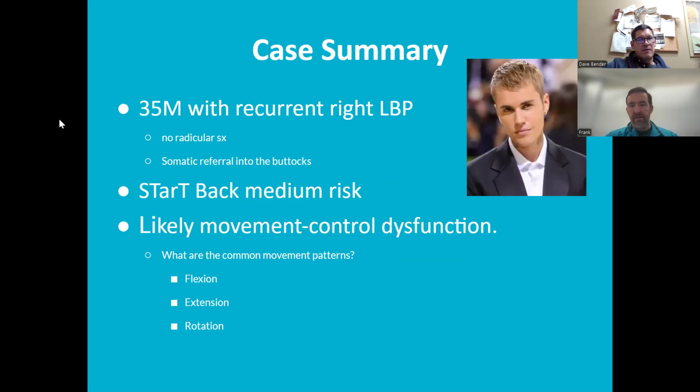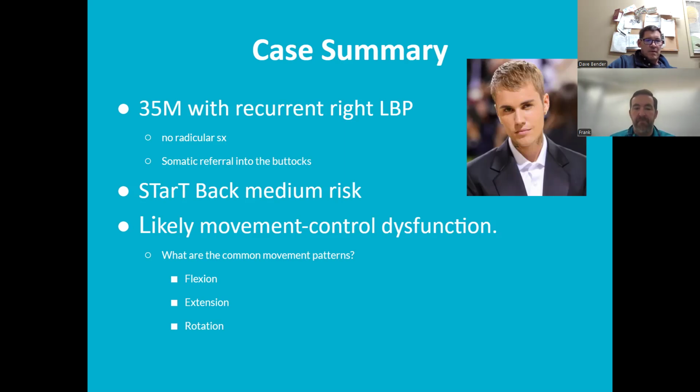All right, so think about a case here. A 35-year-old male with recurrent right low back pain, no radicular symptoms, and somatic referral into the buttocks. Right off the bat, I would say neuropathic pain is not the primary mechanism. Likely it's going to be some nociceptive pain, and we're not quite sure yet about central sensitization. You give him the STarT Back tool, and he's at medium risk. Okay, where do you go from there?